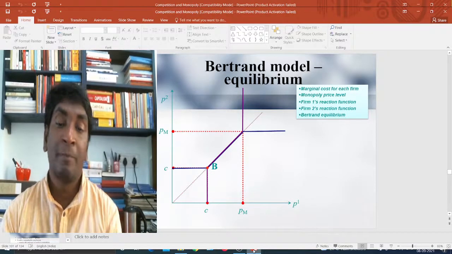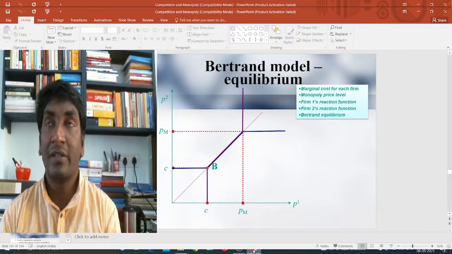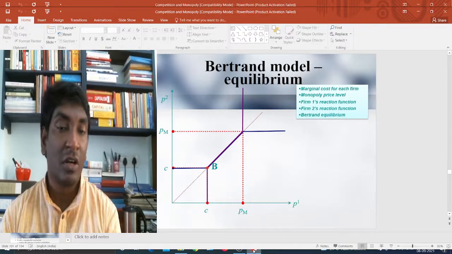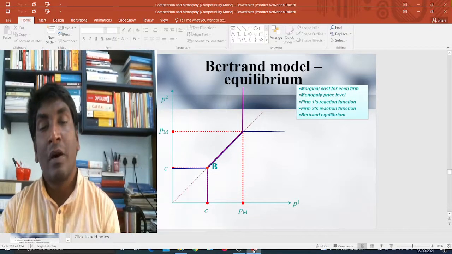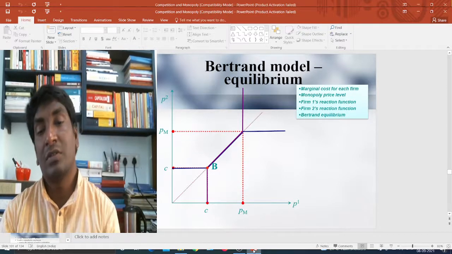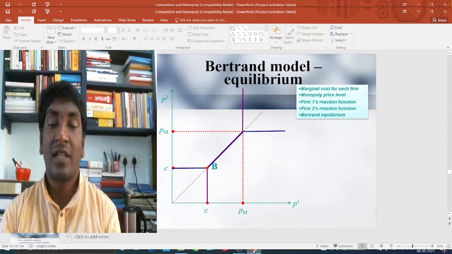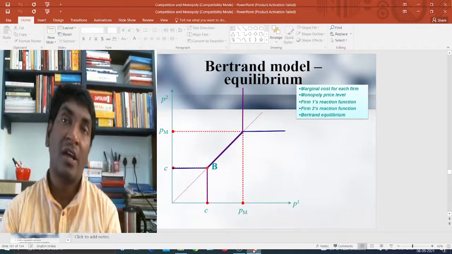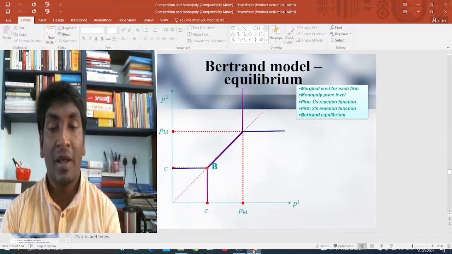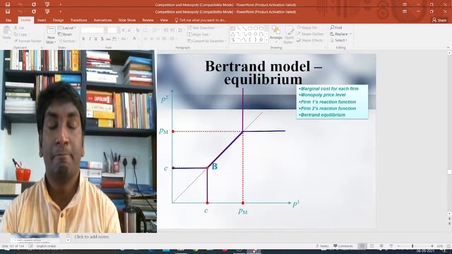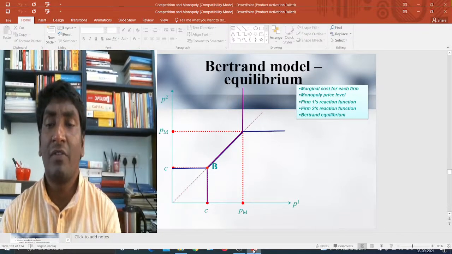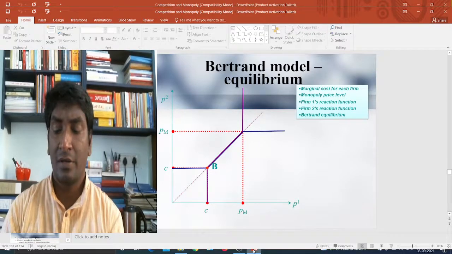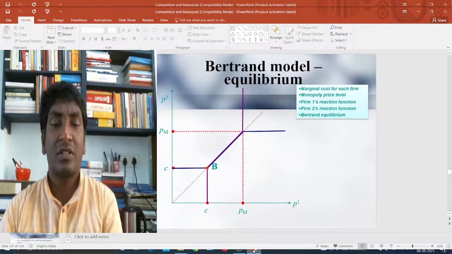Suppose some firm charges a higher price, then naturally they will fall down, because the other firm completely takes the market away. Now, if you have a smaller price, as we noted in that sense, then the other firm, even if he or she charges a very high monopoly price, can still actually sell the commodity. So, marginal cost for each firm, monopoly price level, firm 1's reaction function, firm 2's reaction function, and Bertrand equilibrium is what has actually been given.